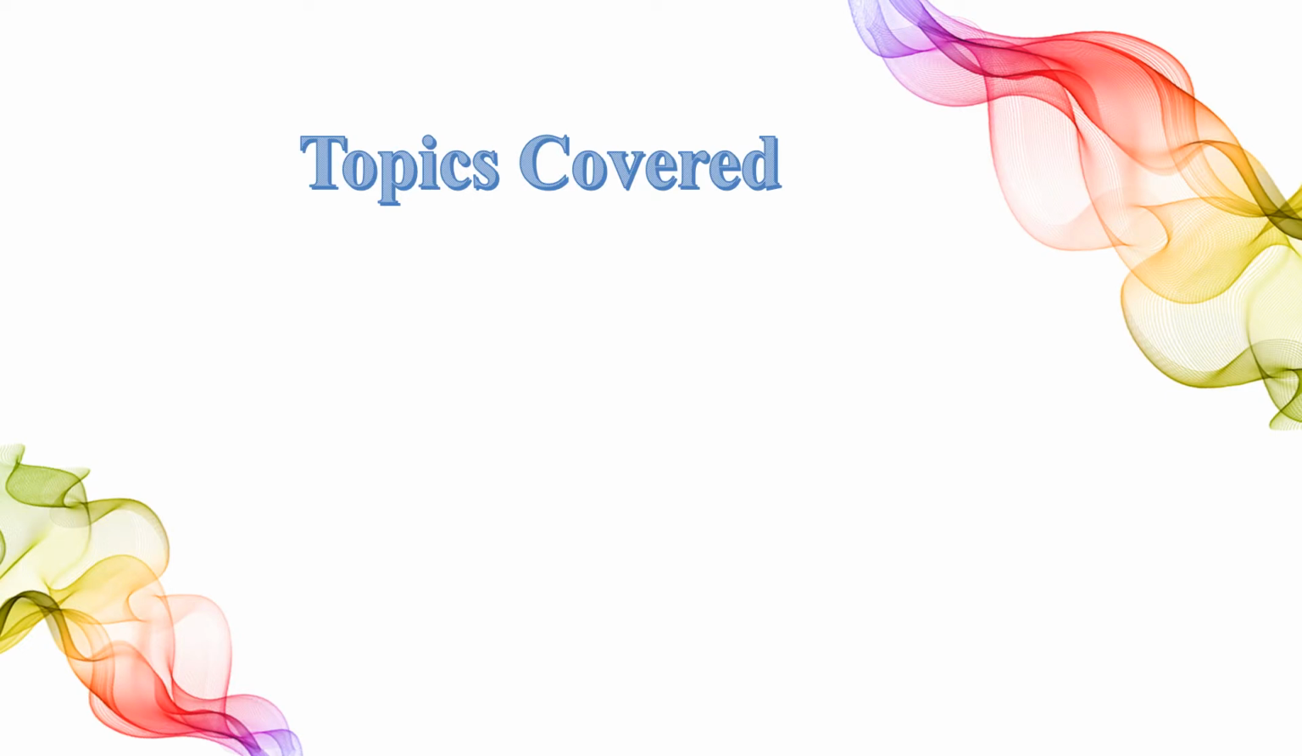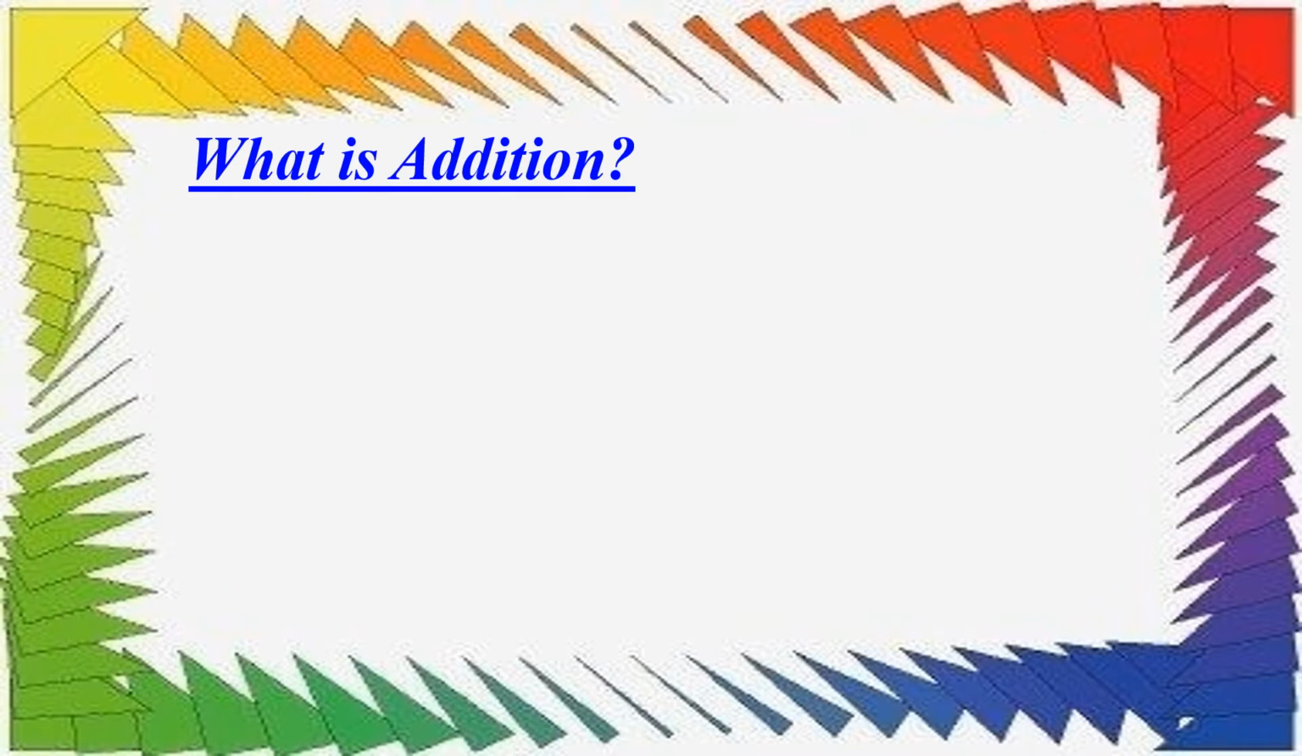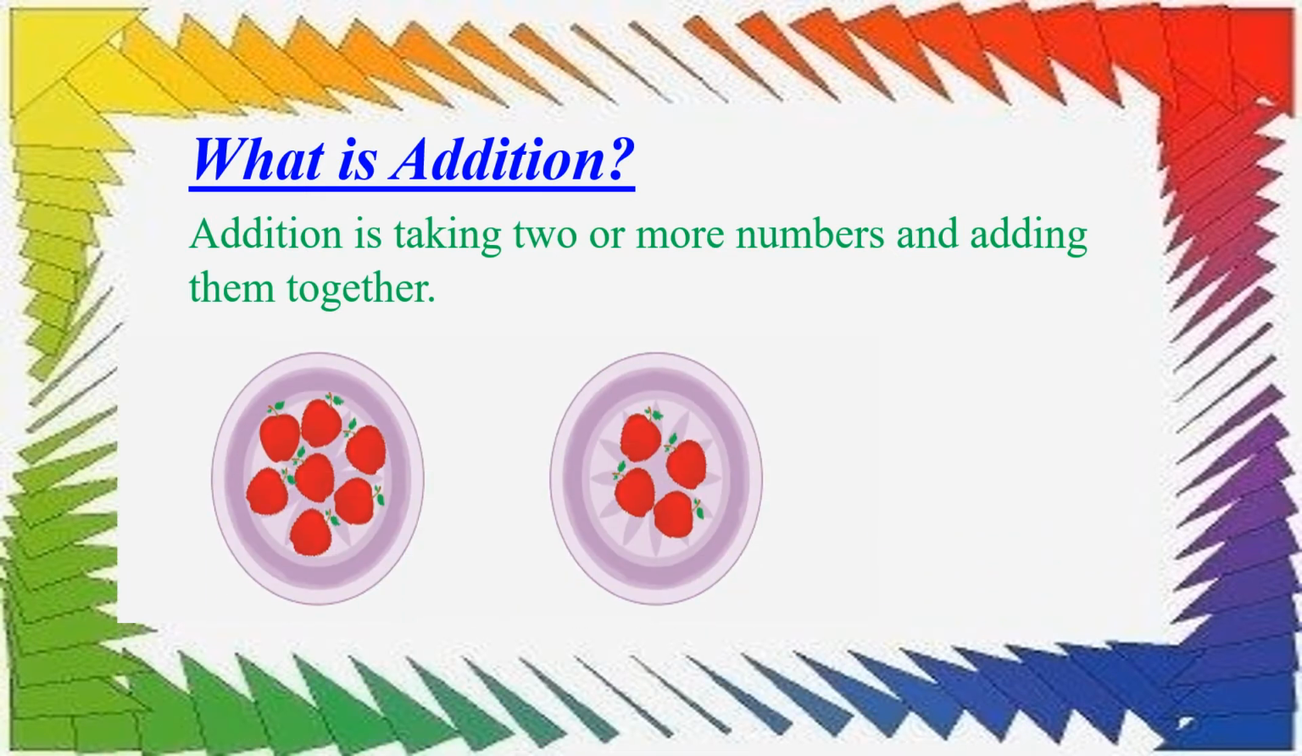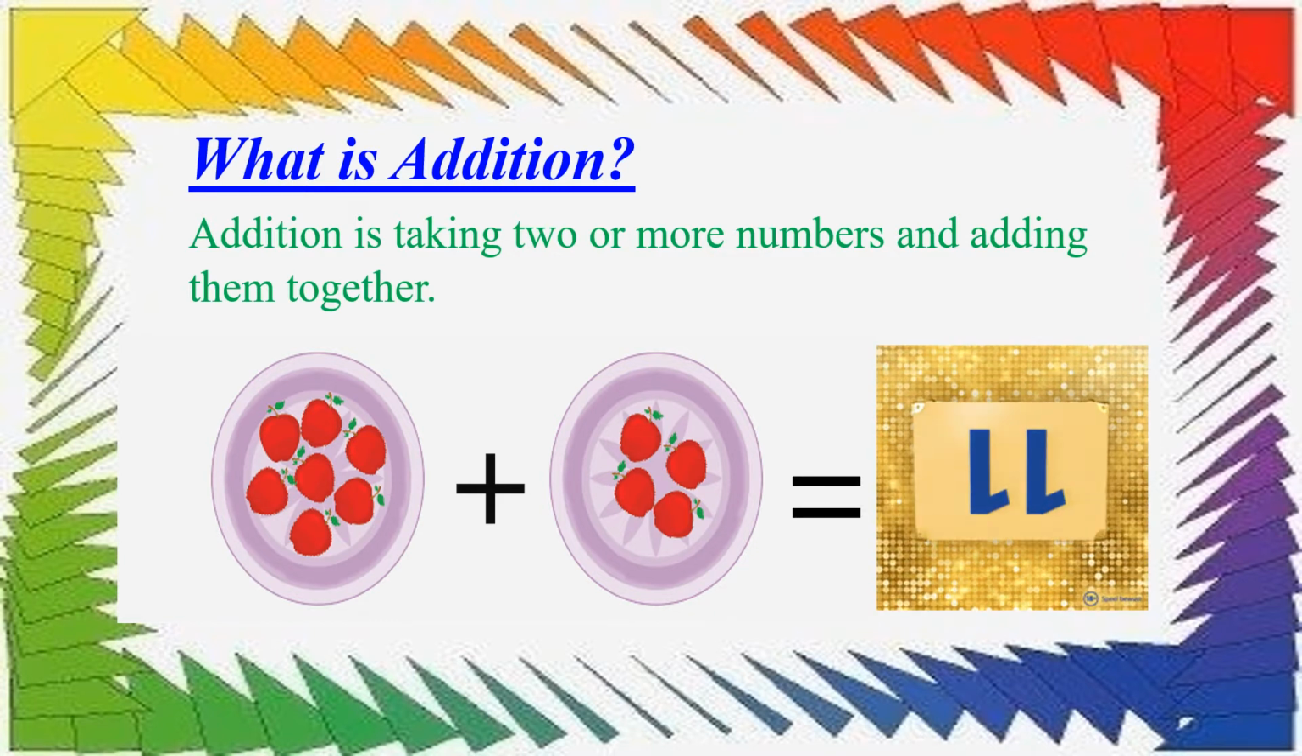Topics covered in this class are addition and subtraction. What is addition? Addition is taking two or more numbers and adding them together. I have two plates and in the first plate I have 7 fruits and in the second plate I have 4 fruits. When I add them together, that is, I make the two plates into one plate, there we use addition. When I add it, I will get a total number of 11 fruits. This is called addition.